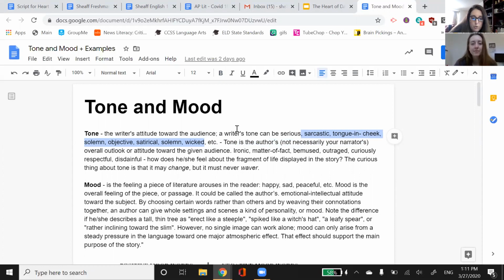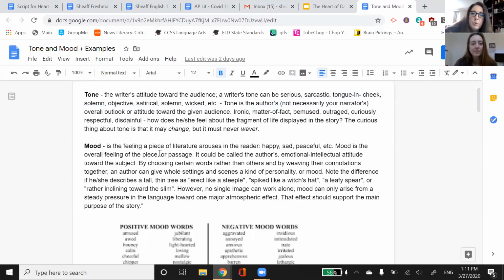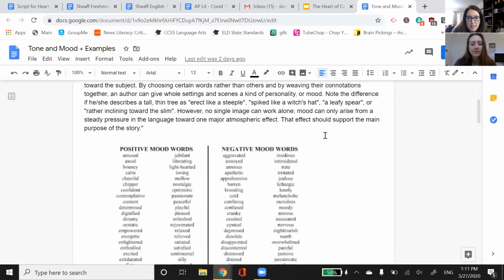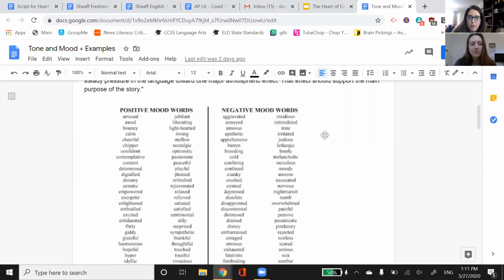And then of course mood is the feeling that we have as we read the piece of literature. So the mood can be morose, or the mood can be tranquil. So as you read, maybe both at the same time, right? Sometimes it can be pretty complex, especially when you're looking at really difficult pieces of literature. So we also have included in the same link a bunch of different tone words to help you.